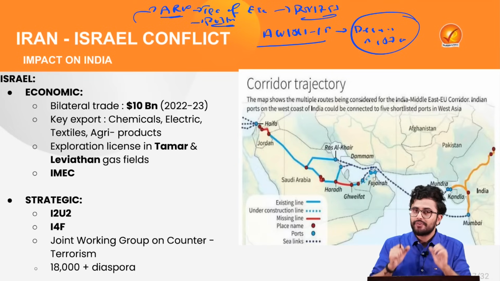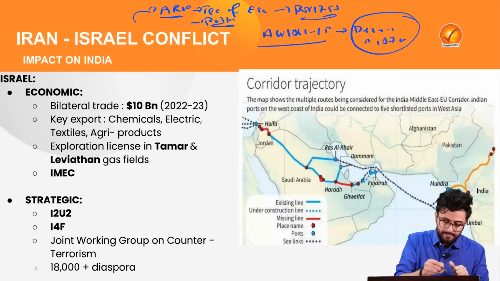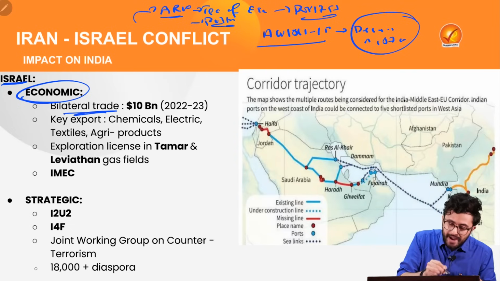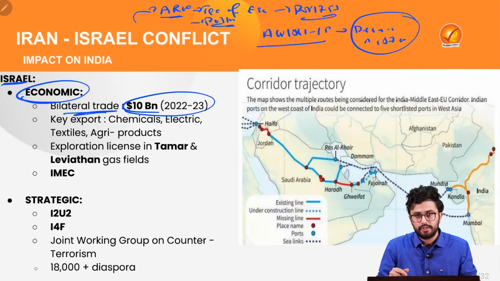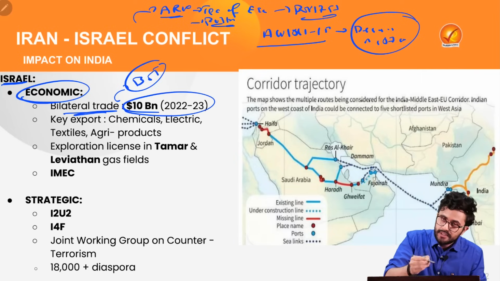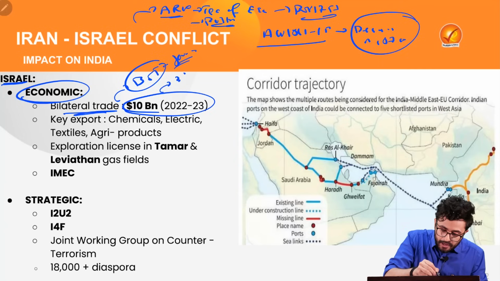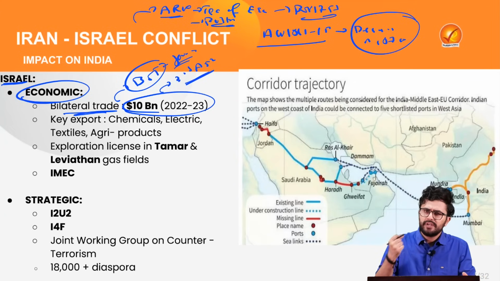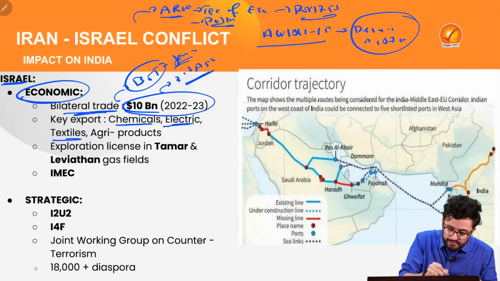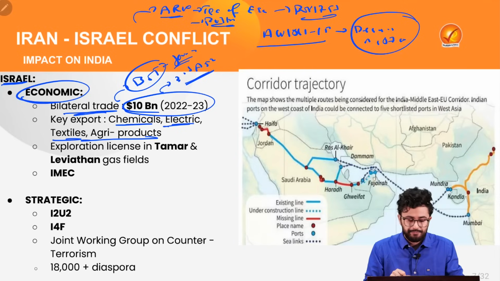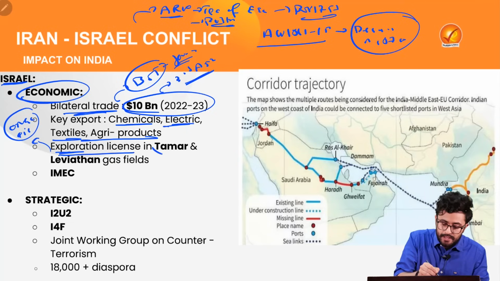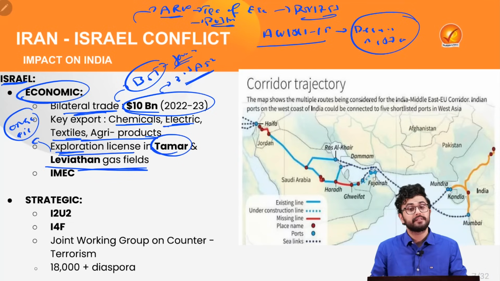So, in this context, let's try to understand the India-Israel dynamics, where India shares very strong economic ties with Israel, with our bilateral trade standing at up to $10 billion. Keep this in mind that the balance of trade with Israel is in our favor, and India is the third largest trade partner in Asia for Israel, where we export several key materials to Israel such as chemicals, electronics, textiles, agriculture products, etc. Also, very recently, Indian companies such as ONGC and Indian Oil have been granted exploration licenses in the Tamar and Leviathan gas fields in Israel.